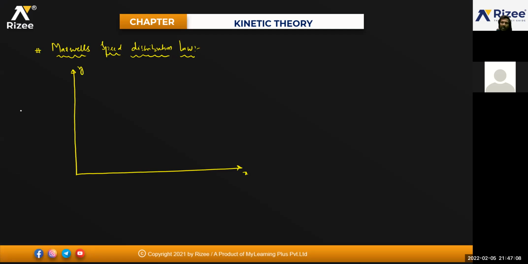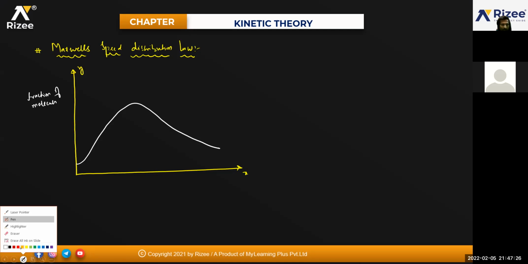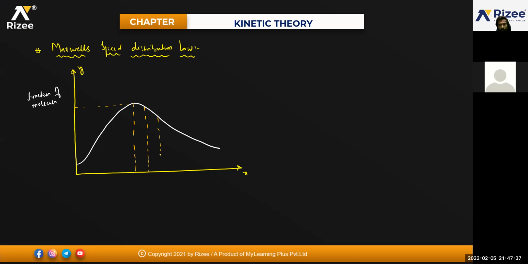So if I'm writing the quantities here, this is your fraction of molecules, that means dn by dv. So the maximum fraction of molecules will be something like this. In this graph, the maximum number of molecules is possessed by the most probable velocity. This will be the most probable velocity, this will be your V average, and this will be your Vrms.